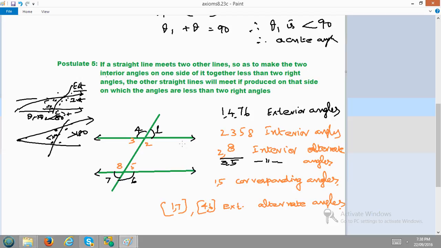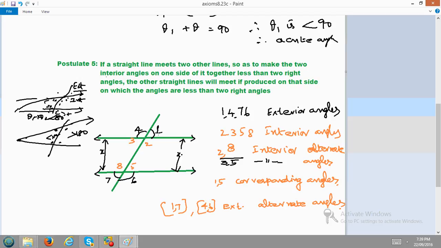Parallel means the distance between these two lines remains as it is. If it is x here, here also it is x. The distance between parallel lines remains the same.